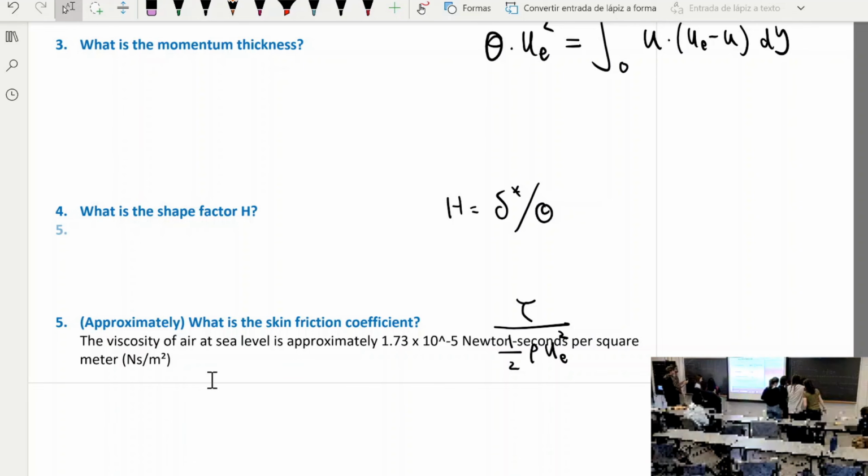Okay, I think I saw everybody getting question 4 right, so no problem with that. For the last question, I think some of you are working on the right solution. For question 5, we said approximately, right? The right solution is to fit a smooth curve through that piecewise constant velocity profile and estimate the derivative here. That gives you du dy, and then multiplying by the viscosity gets you tau. Then divide by half rho, which is 1.25 kilograms per meter cubed, and UE squared, and you get the coefficient.